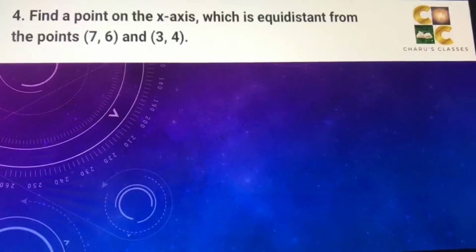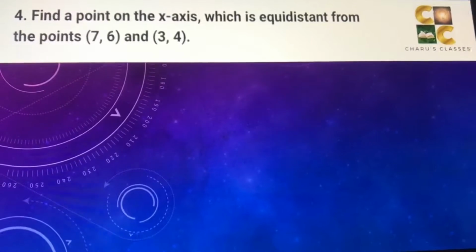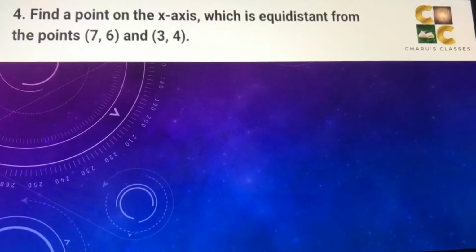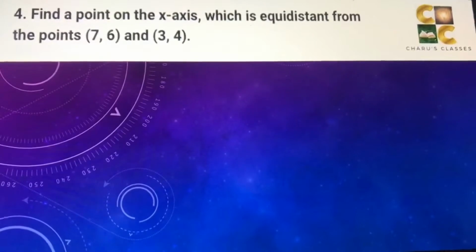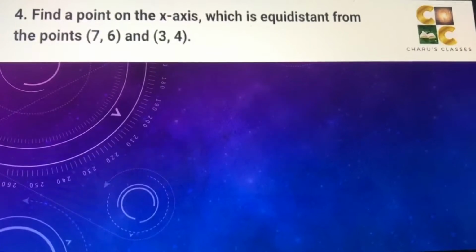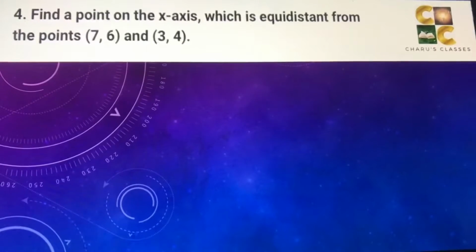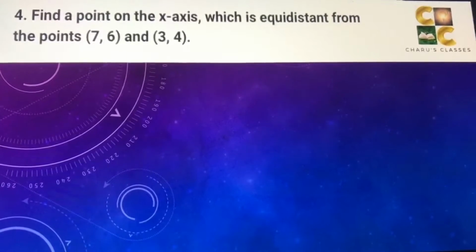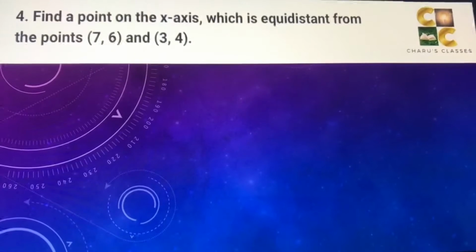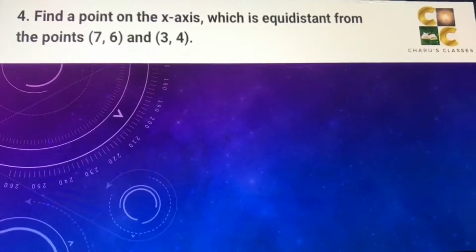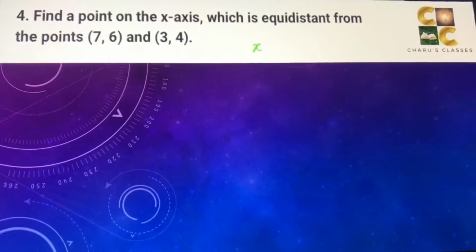Question number 4, find a point on the x-axis which is equidistant from the points 7, 6 and 3, 4. Now we have to find a point on the x-axis. जब भी कोई point x-axis पे होता है तो उसका y coordinate 0 होता है. So we can take the point as x, 0.